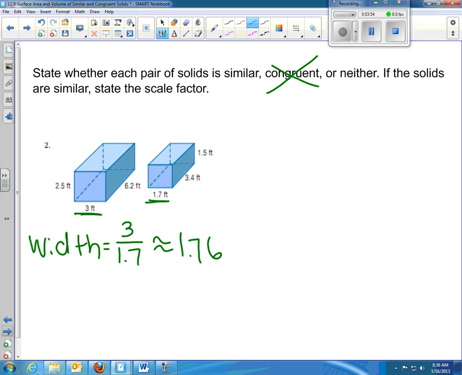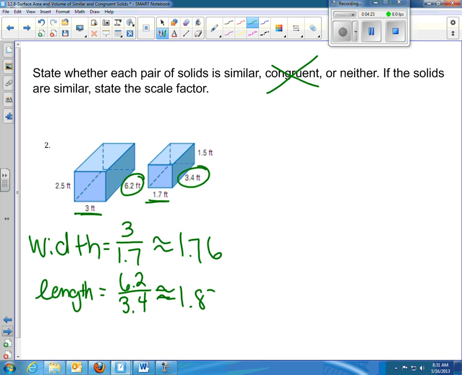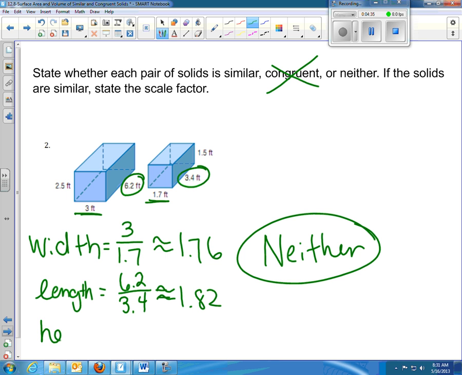So when I compare my widths, I get a scale factor of approximately 1.76. And I want to leave it out to the second decimal place because rounding might make it look like it's similar, but it's not. All right, let's do our length. So now we're looking here at 6.2 and 3.4. Again, you want to keep the same proportion ratio. So we get approximately 1.82. So right away I can see that these aren't equal scale factors, so I can say that it's neither. If I wanted to prove my point more, I could go in and do the height also, but we don't need to.